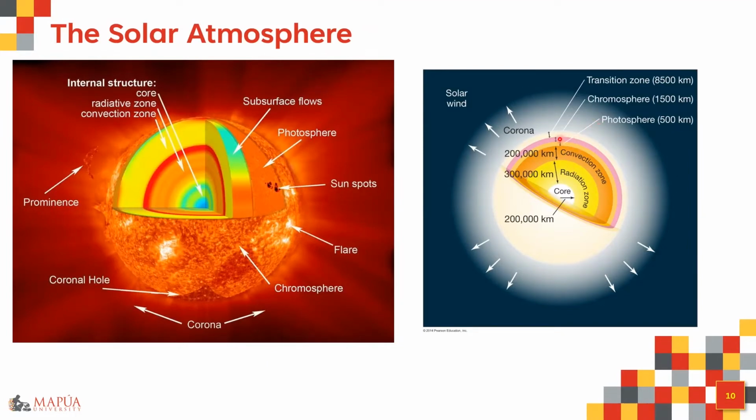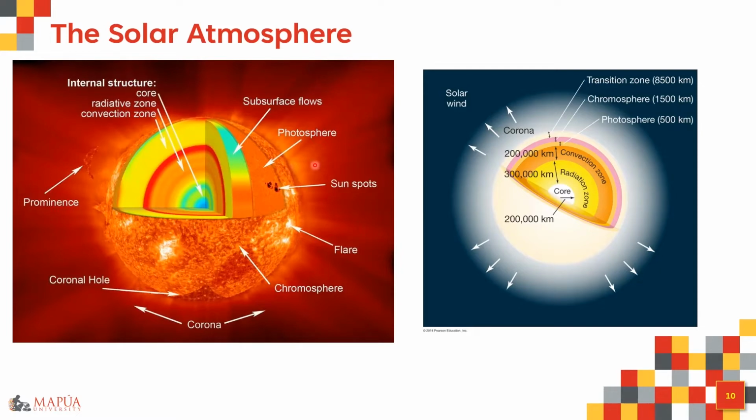And then you have your chromosphere, and then you have your transition zone. And then above the transition zone, you have your solar corona. So these spheres, so to speak, just like your atmosphere, are categorized based on their temperature gradients, or how the temperature varies with height from the surface of the sun.